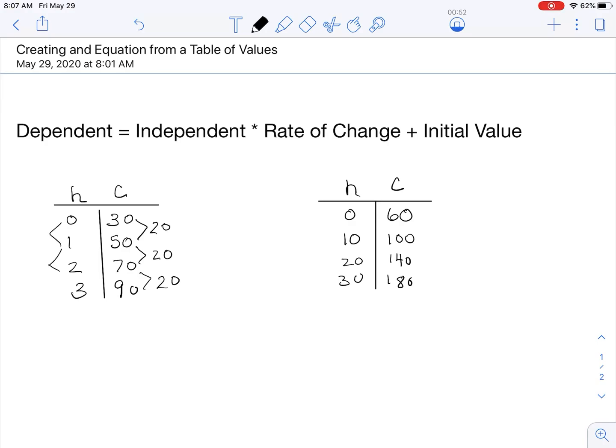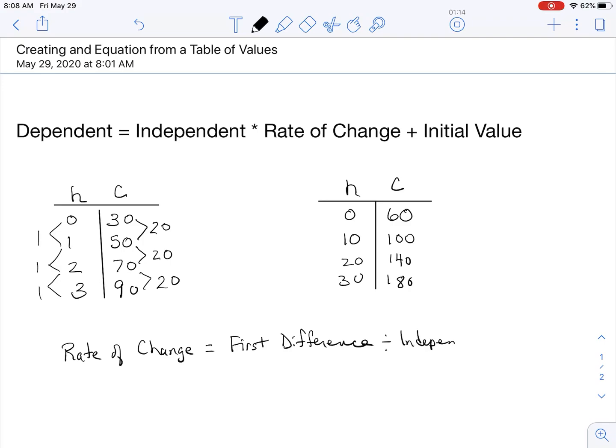Then I want you to look at the independent and look at the scale here. So you can see here they're all going up by 1. So your rate of change, I'm going to write this down here, is calculated by taking the first difference divided by what I like to call the independent scale.